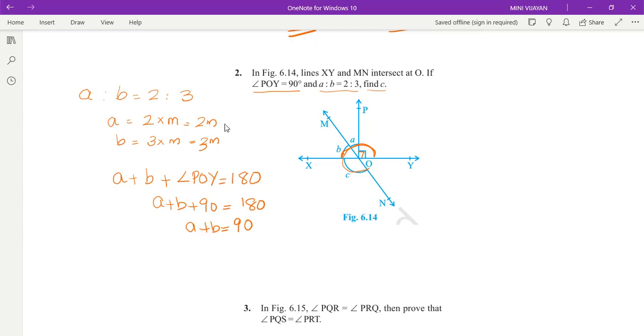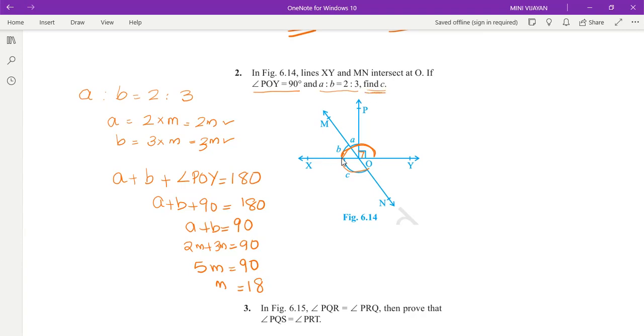Now, we have already seen that A is equal to 2M and B is equal to 3M. So 2M plus 3M equals 90 degrees, which means 5M is equal to 90 degrees. So what is M? M is 90 divided by 5, which is 18. So 18 is the measure of M.